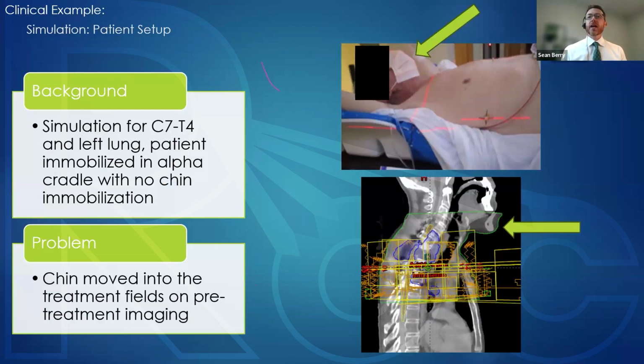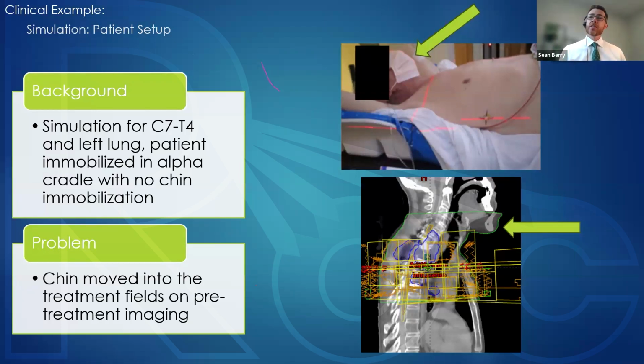And here's an example of a patient who was insufficiently immobilized. This was kind of a tricky case where the patient was simulated for a treatment to the left lung, but also to the nearby spine, C7 through T4. And you can see here the patient was immobilized in an immobilization device that's very typical for lung treatment, but not very typical for a neck treatment. And what was found on the first treatment was, the simulated chin position was here, but their head just naturally dipped down on the treatment day, and it actually dipped right into the treatment fields.